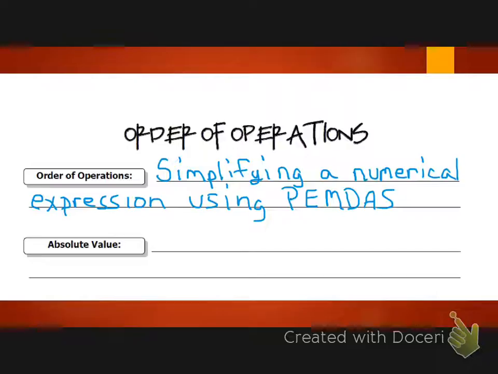So remember, the order of operations is simplifying a numerical expression using PEMDAS. Please excuse my dear Aunt Sally. Parentheses, exponents, multiply and divide from left to right, add and subtract from left to right. Now, we're also looking at absolute value.